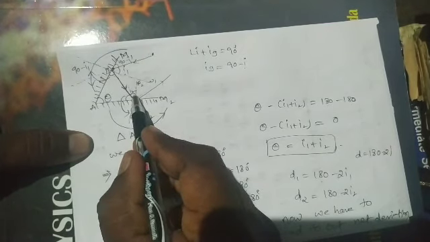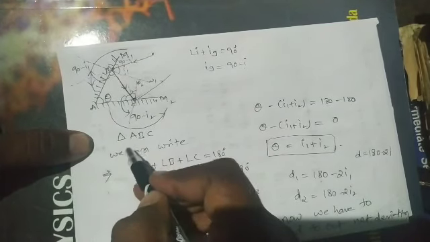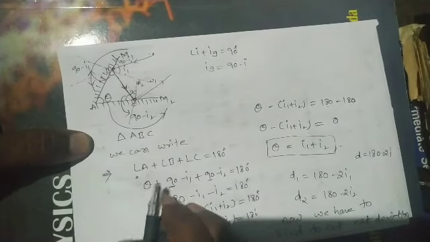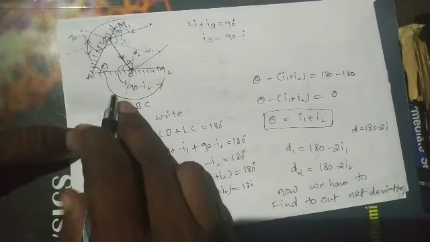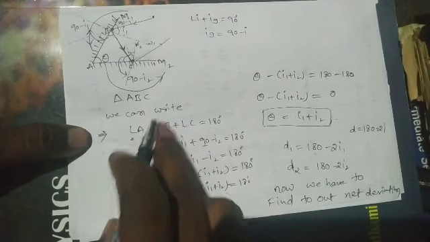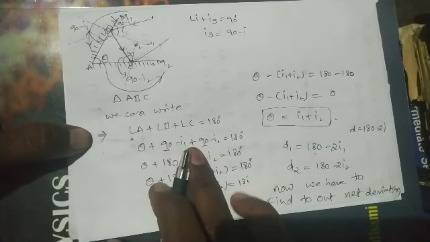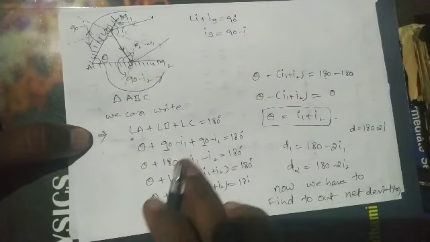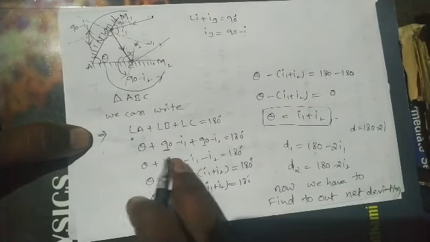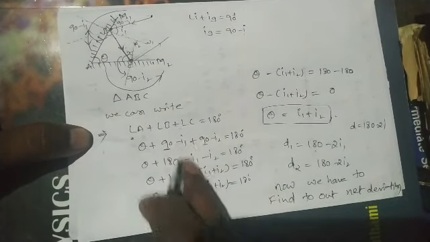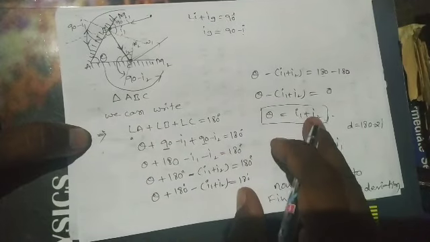This is I2. So this one is 90 minus I2. From this we can use basic mathematics. This is A, B and C. So in triangle ABC, we can write angle A plus angle B plus angle C is equal to 180 degrees. Angle A, we already know, is theta, plus 90 minus I1, plus 90 minus I2. From this we find that theta is equal to I1 plus I2.